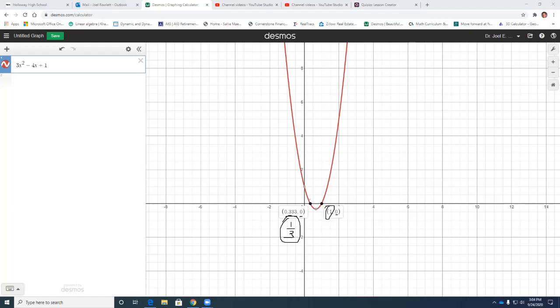So it is very possible to look at a graph and determine its zeros. It's going to be those points where the y value is 0. Let's take a look at another example.